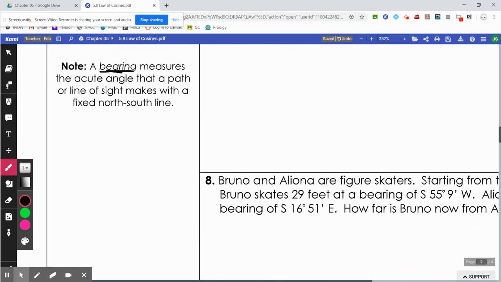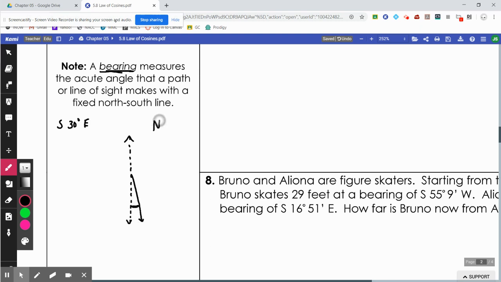So what that means is, if you were to draw a north-south line, let's say that you're traveling at a bearing of south 30 degrees east. Okay, we're going to go south, and then we're going to go 30 degrees east of south. So we're going to go kind of this direction to where this is 30 degrees.